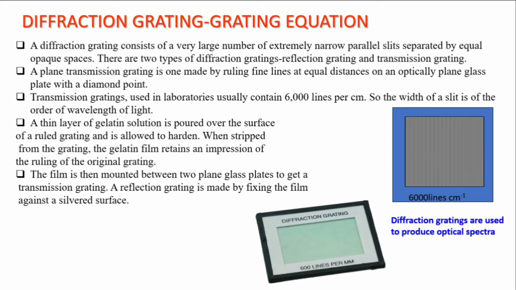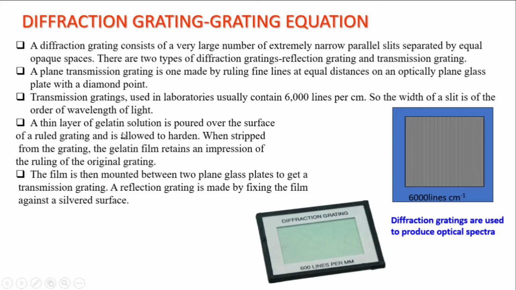with a diamond point. So in this figure, you can see around 6,000 lines per centimeter that is drawn on a plain glass plate with a diamond point. Transmission grating used in laboratories usually contain 6,000 lines per centimeter. So the width of the slit is of the order of wavelength of light. So now it is explained how we can make a diffraction grating.